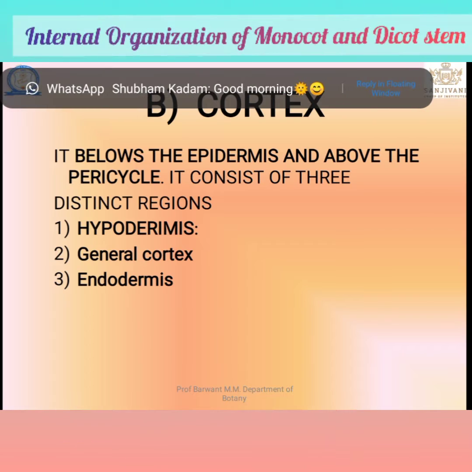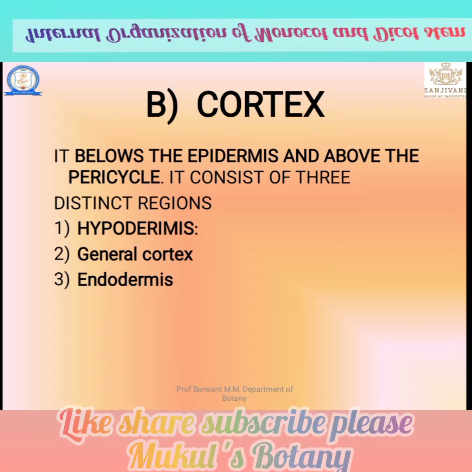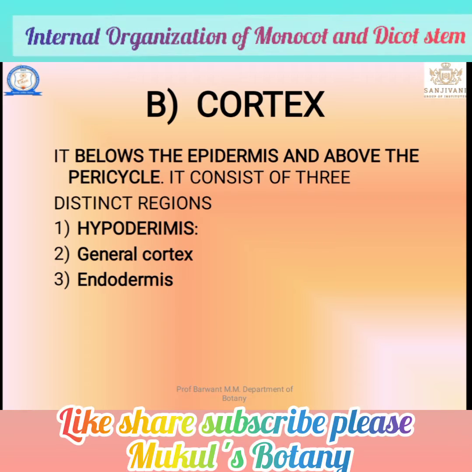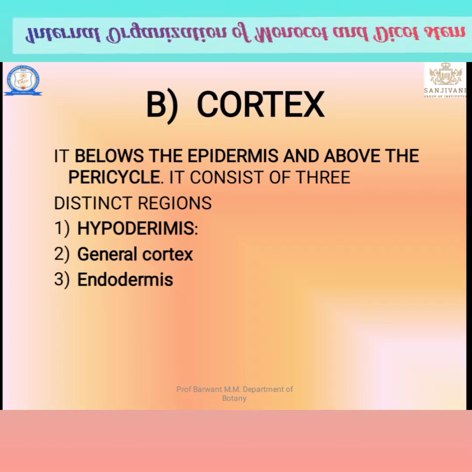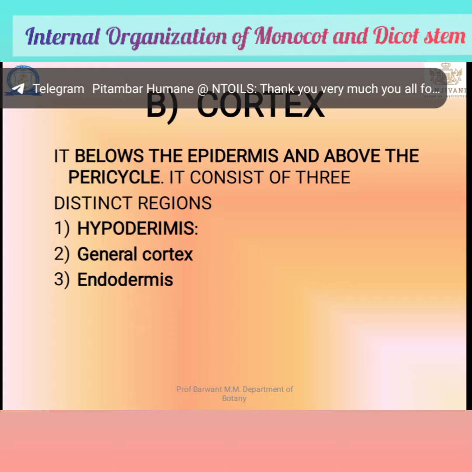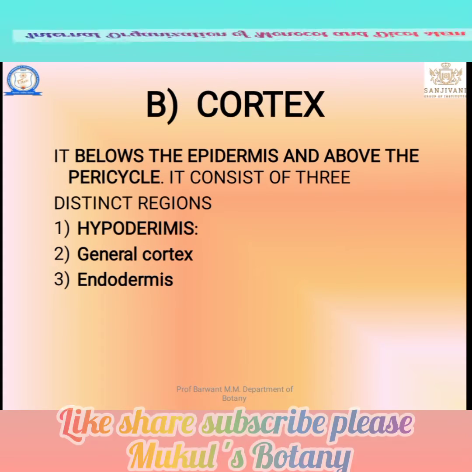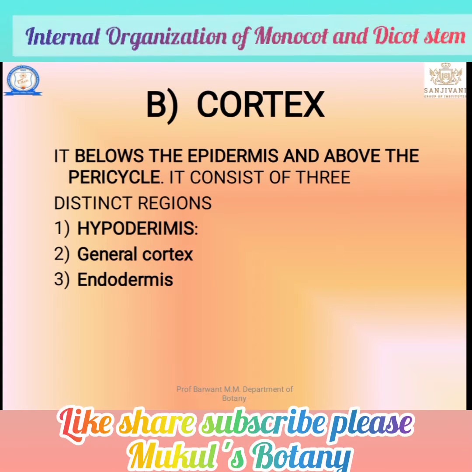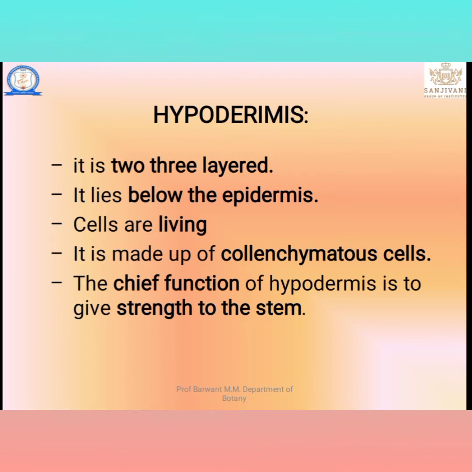Next, the cortex. I have explained that there are only three parts: epidermis, cortex, and stele. But I have explained a number of parts in the section, so you have to divide them into these three parts. Let's see the cortex first. It is below the epidermis and can be differentiated into the hypodermis, general cortex, and endodermis, which is the innermost layer of the cortex. Let's see the hypodermis.